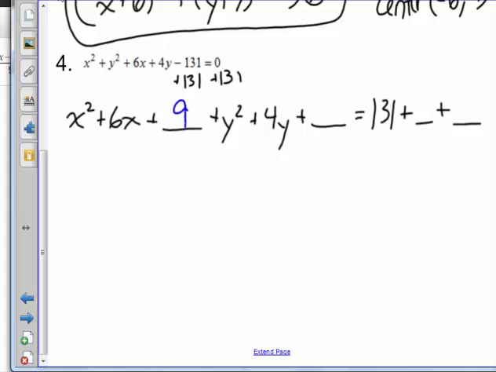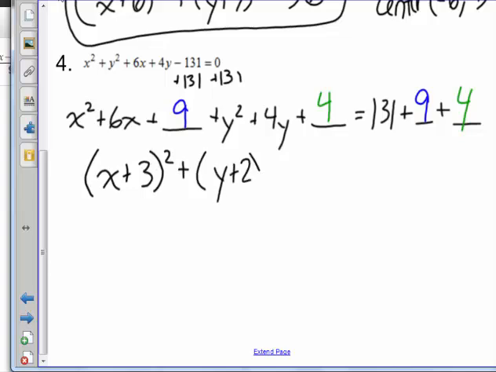Nine. So half of 6 is 3, squared is 9, so half of 4 is 2, squared is 4, okay? Y plus 2 squared equals what? 144. And this is a nice perfect square, which tells us our radius would be what? So our radius is going to be 12.